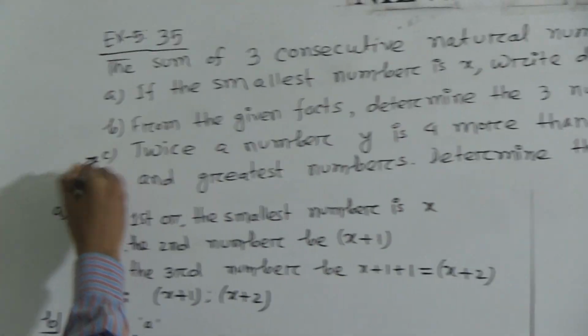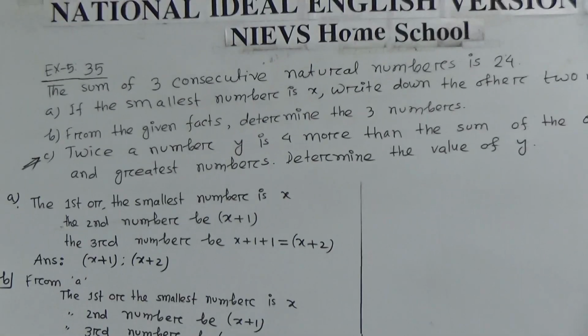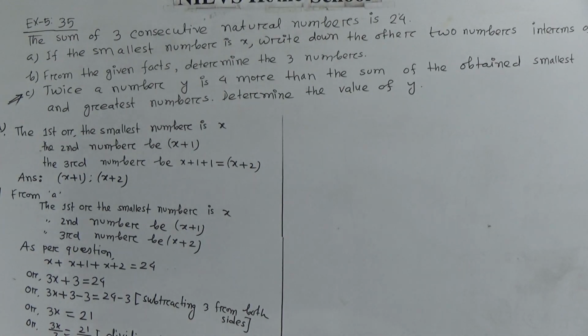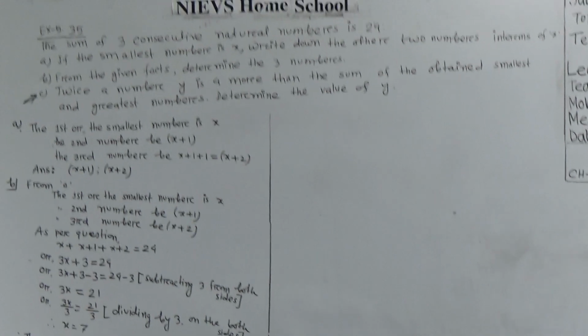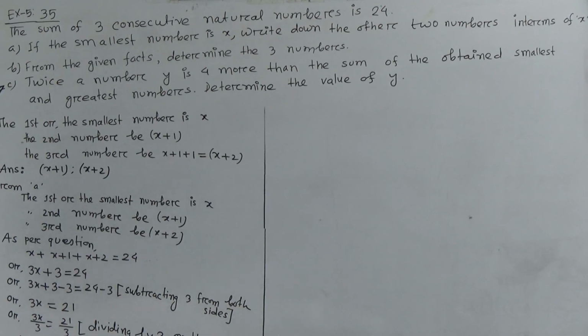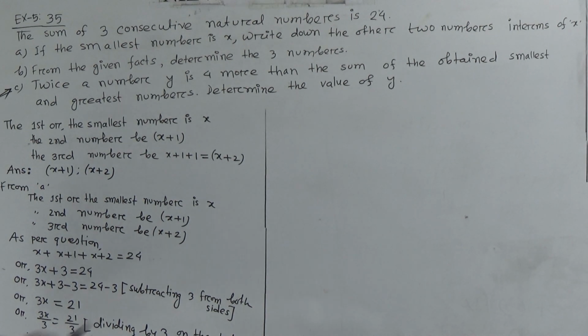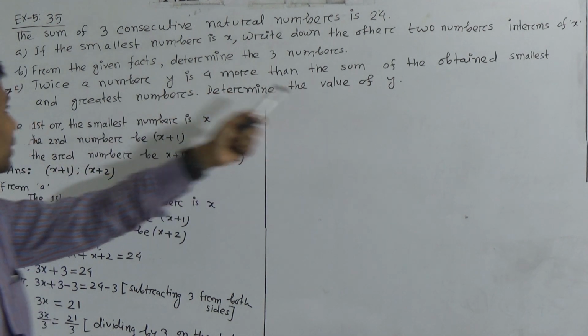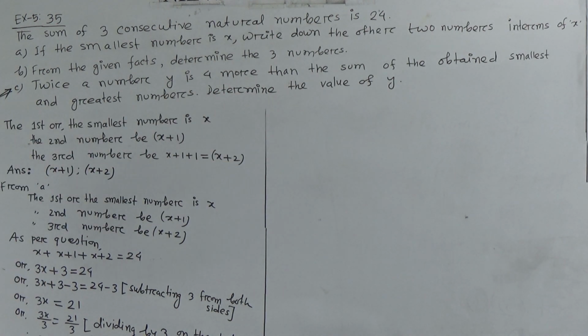Look, you see the C number question. Twice a number y. That means a number is y, then twice, that means 2 times y, that means 2y. Now look, 4 more than the sum of the obtained smallest and the greatest number. So to determine the value of y, we need the value of the smallest number and the greatest number.